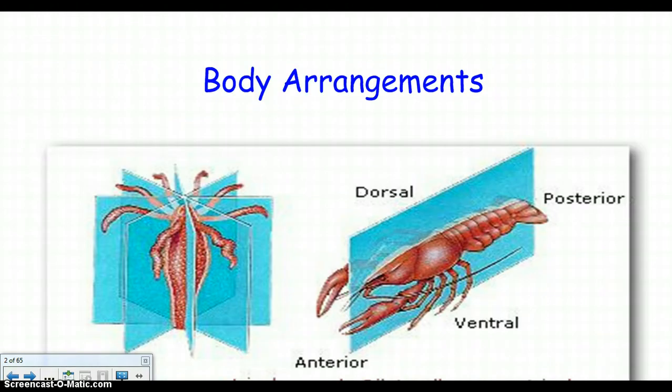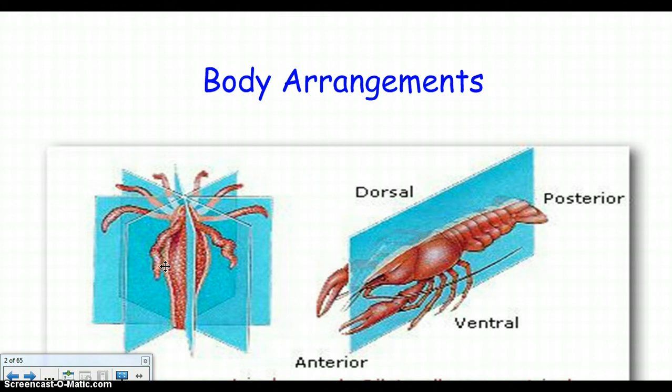Body arrangements. So the one on the left shows animals that are radially symmetrical. Animals that are radially symmetrical, it means that they have a central point and then they have parts that are organized in a concentric pattern. So if you were to look down at this hydra from the top, you would see it would look all the same in a circular type of pattern. Starfish also have a circular body arrangement. So do sea anemones, sea urchins, and various other animals.